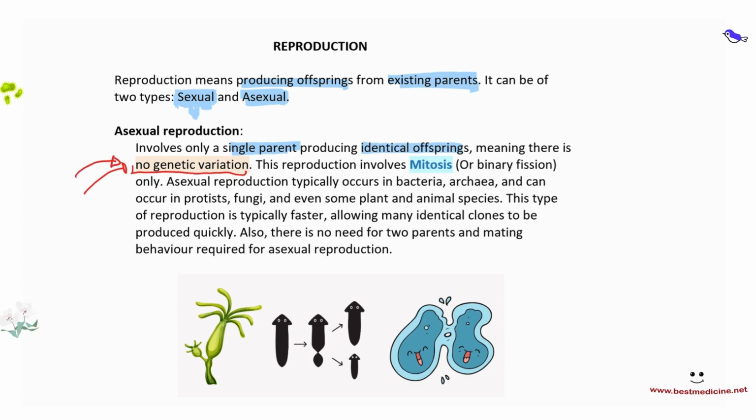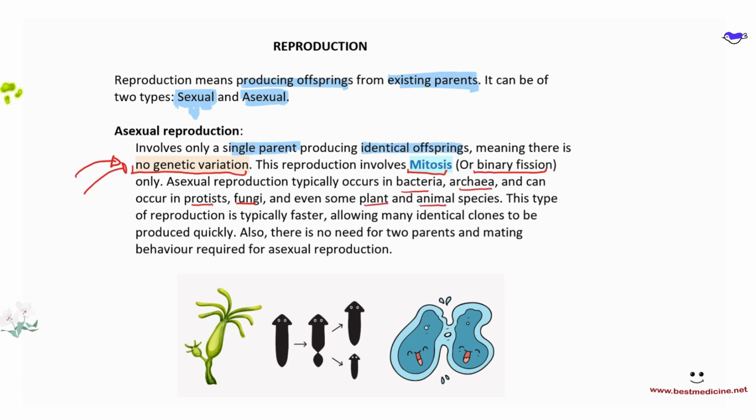This reproduction involves mitosis only. Remember mitosis, or binary fission in bacteria? Mitosis is a cell division that does not involve any changes in the DNA or any genetic variation. You have identical parent cells and identical daughter cells. Asexual reproduction typically occurs in bacteria and archaea, can occur in protists and fungi, and even in some plants and animals.